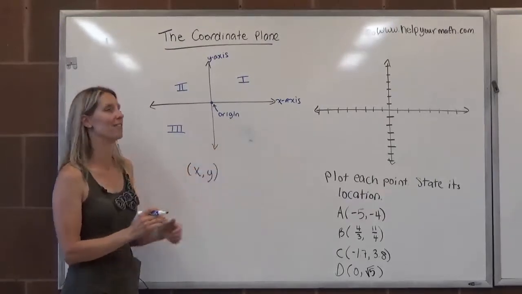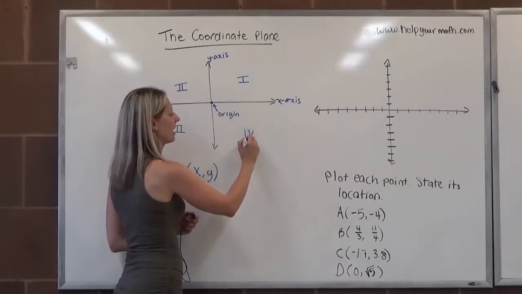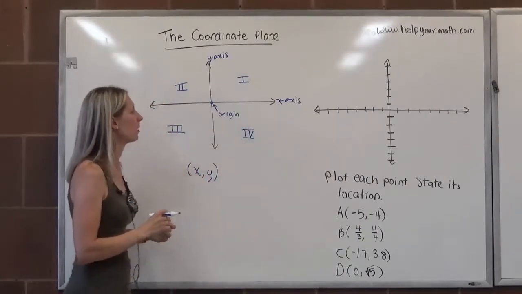It's not called Fred. It's obviously called quadrant 4. Keep in mind that these are Roman numerals, and the Roman numeral for 4 is IV. That's 1 before 5 is 4.